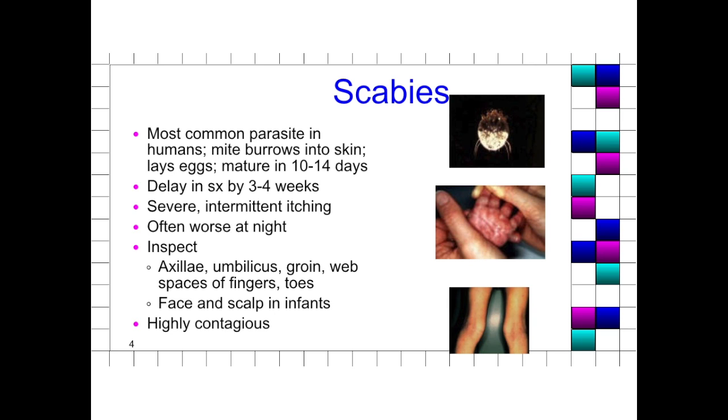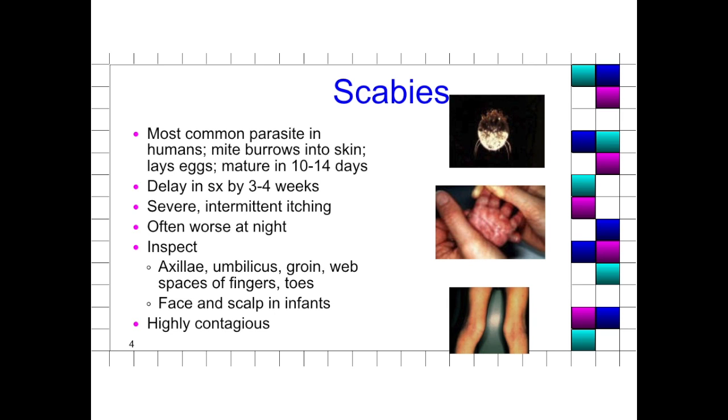And this is the most common parasite known to man. It's a little mite that mates. After mating, the male dies, and the female ends up burrowing into the skin, and it lays eggs. These eggs mature within 10 to 14 days. So there may be a delay in symptoms by as much as 3 to 4 weeks. So sometimes you have no idea where somebody got these scabies.